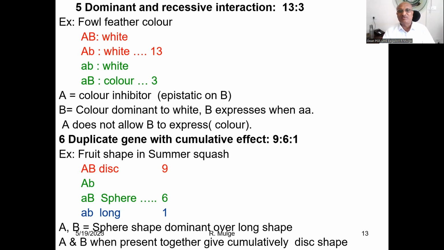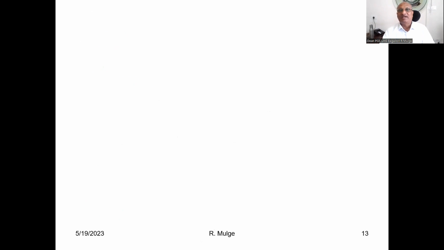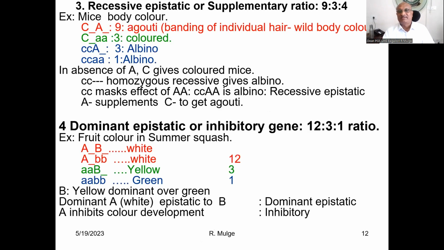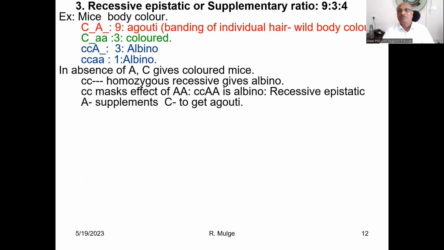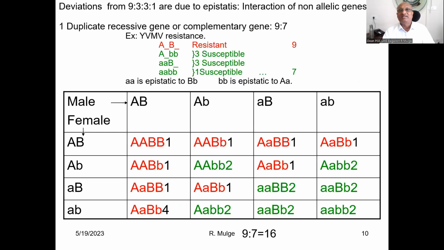Okay? So different kinds of epistasis I have explained. It is duplicate gene with cumulative effect 9:6:1, dominant and recessive interaction 13:3, and you have got dominant epistasis or inhibitory 12:3:1, recessive epistasis supplementary ratio 9:3:4. Similarly, I got the duplicate dominant 15:1. Then you have got 9:7, duplicate recessive gene or complementary gene. So all these types. So now you are getting how many different phenotypes are there and what is the ratio.